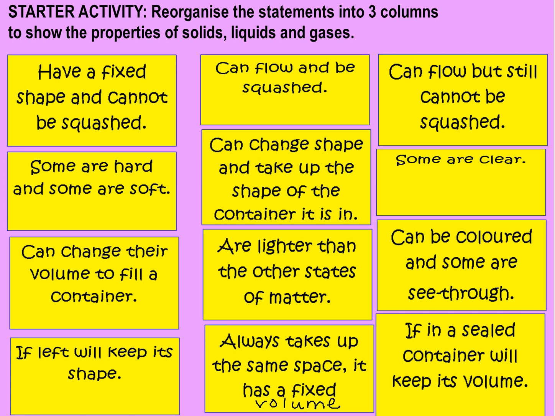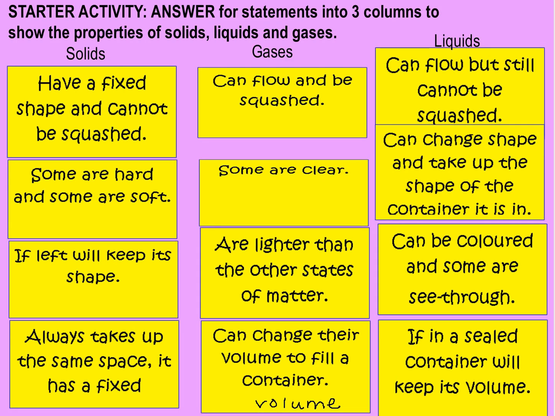So hopefully you've had a chance to put those into their appropriate columns. If we turn to the next page on the sheet, you can see the answers. So solids all have a fixed shape and cannot be squashed. However, liquids can flow but still cannot be squashed. And gases can flow and be squashed. With solids, some are hard and some are soft. With liquids, they can change the shape and take up the shape of the container that it's in. With gases, some are clear.